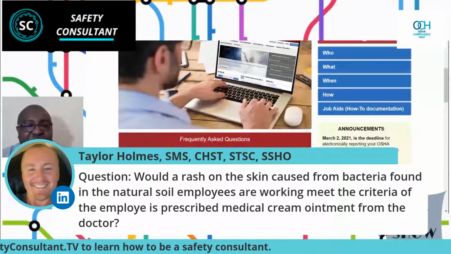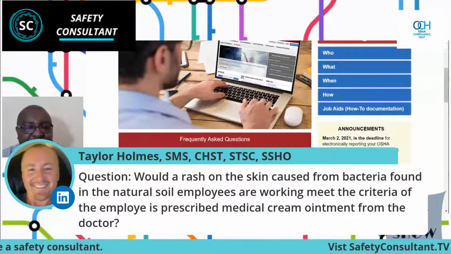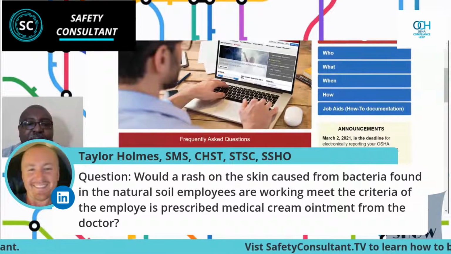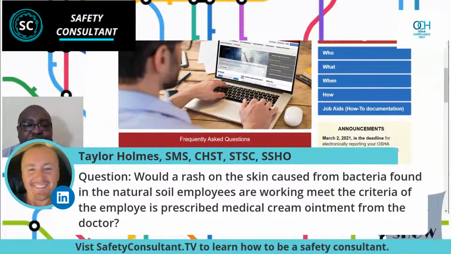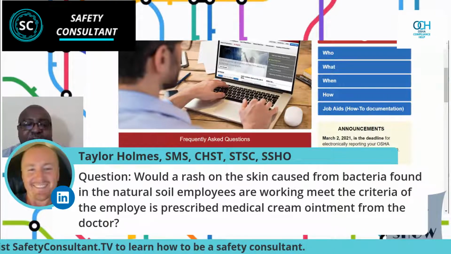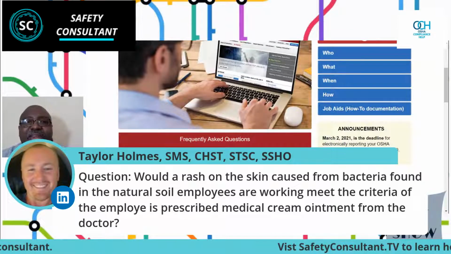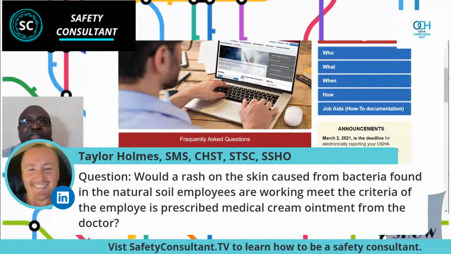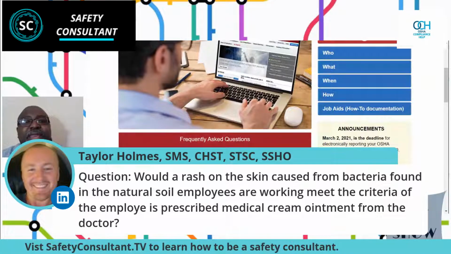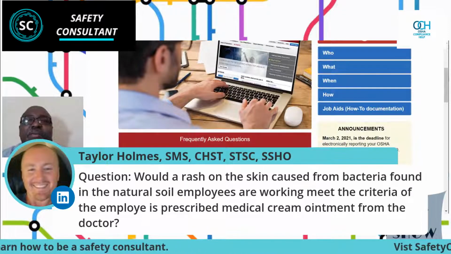So the question is asking, would a rash on the skin caused from bacteria found in the natural soil employees are working in meet the criteria if the employee is prescribed medical cream or ointment from the doctor? If I'm understanding this right, the hazard is the bacteria found in their working environment, and now the patient is being given prescription ointment.